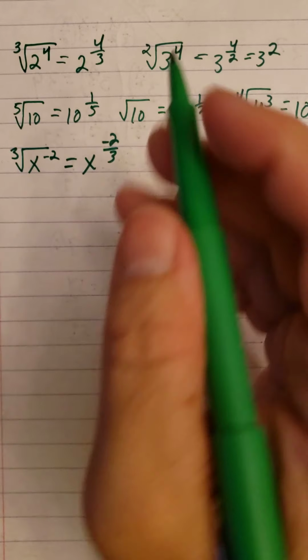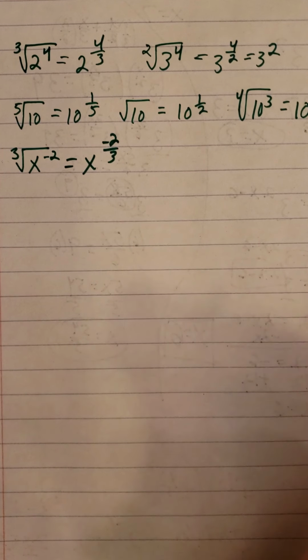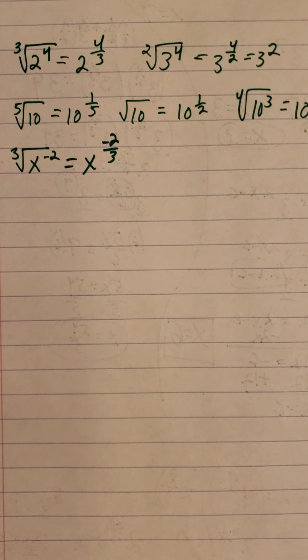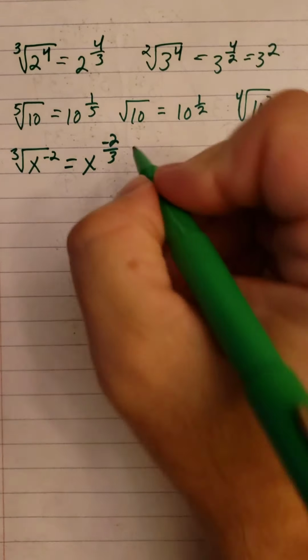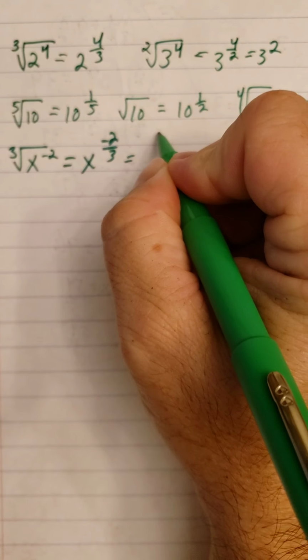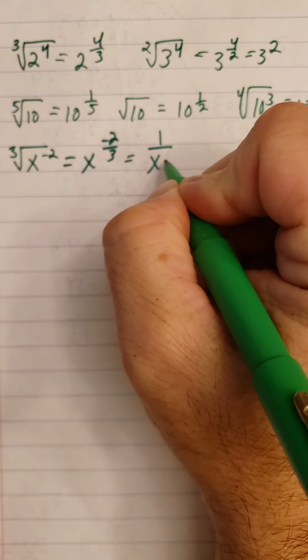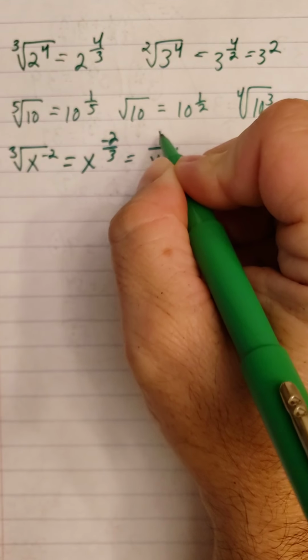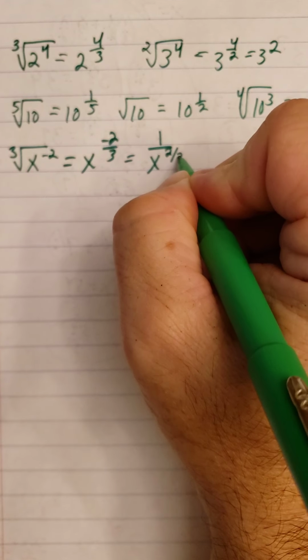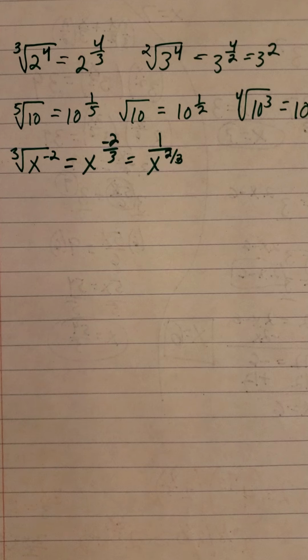But since we can't have that negative exponent, the way we get rid of negative exponents is the same way we would do with any other negative exponent. We put a 1 on top of it. So this would become 1 over x to the 2 thirds. And that's how you convert these things back and forth.